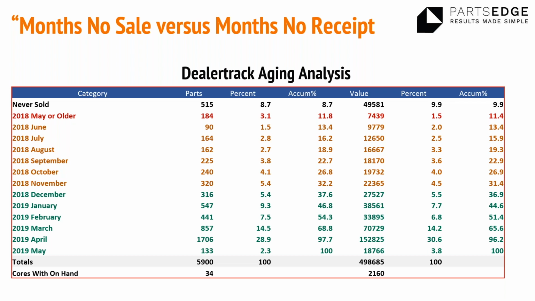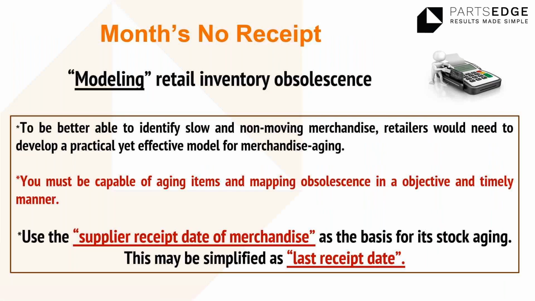But one of the things with DealerTrack and aging is they do not have a month's no receipt aging report like this. This is based on month's no sale. So let's think about this. Month's no receipt. Now that hopefully you've grasped what I'm getting at with month's no sale versus month's no receipt, when you think about it, going outside of our typical dealership management report boundaries, we want to look for what's the best way to really look at this. Is it really month's no sale or month's no receipt?